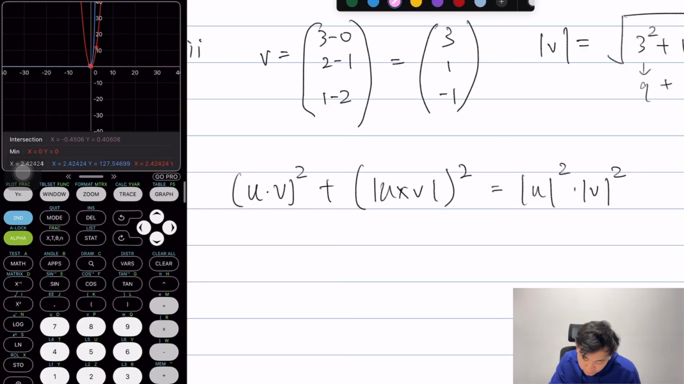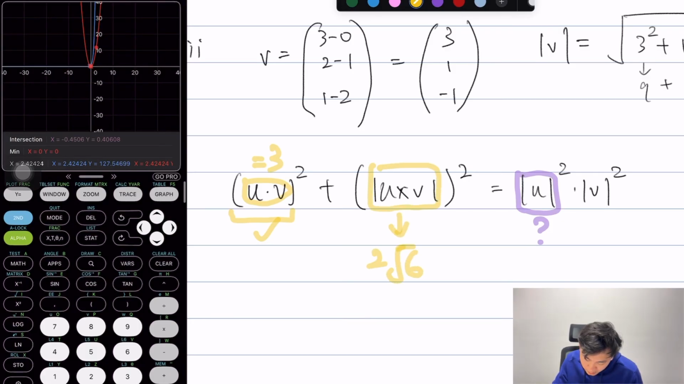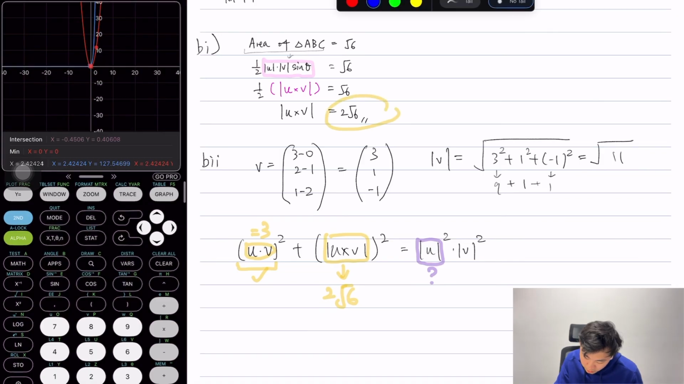We would like to figure out what this is. That is our unknown, okay? But at the same time, we have this one, right? Because this one is equal to 3. This one, we just figured out as what? It's 2 root 6. This is from part B1, right?